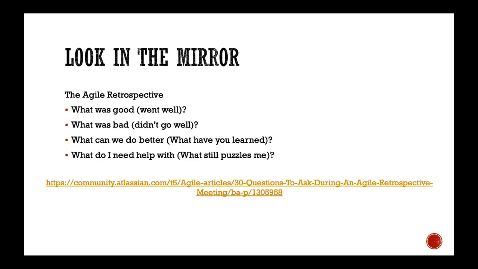Finally, make sure you look in the mirror. You want to look at the Agile retrospective. Typically, we ask 4 questions. What was good or went well? What was bad or didn't go well? What can we do better? Or the classic version, what have you learned? And what do I need help with? Or what still puzzles me?